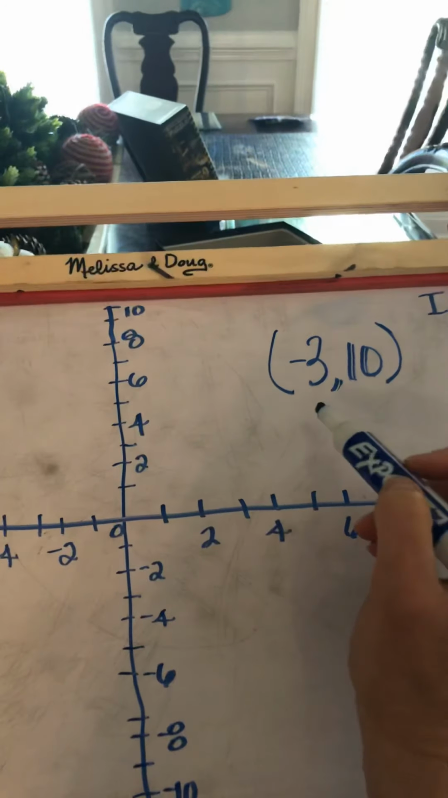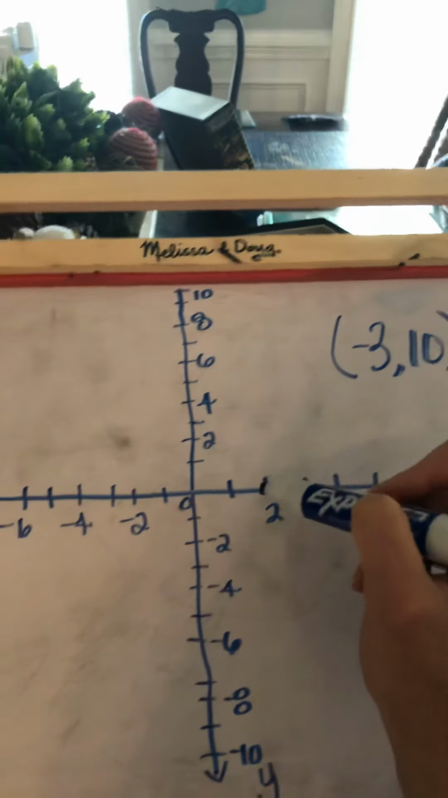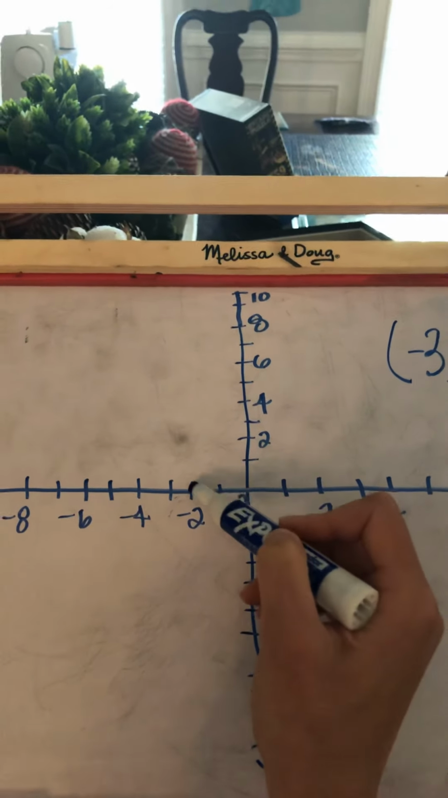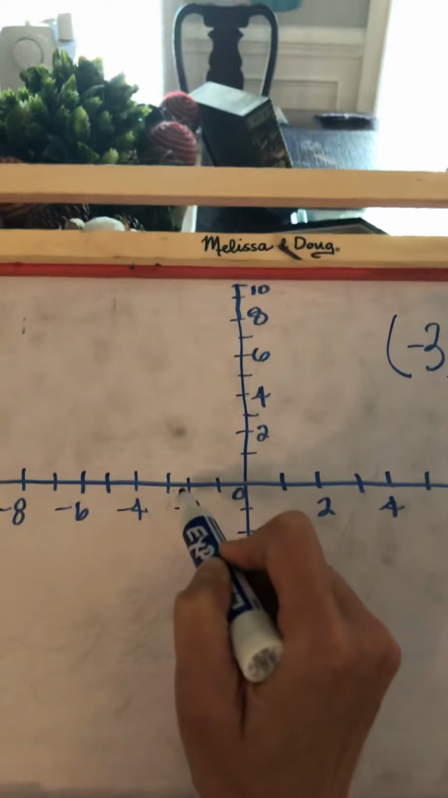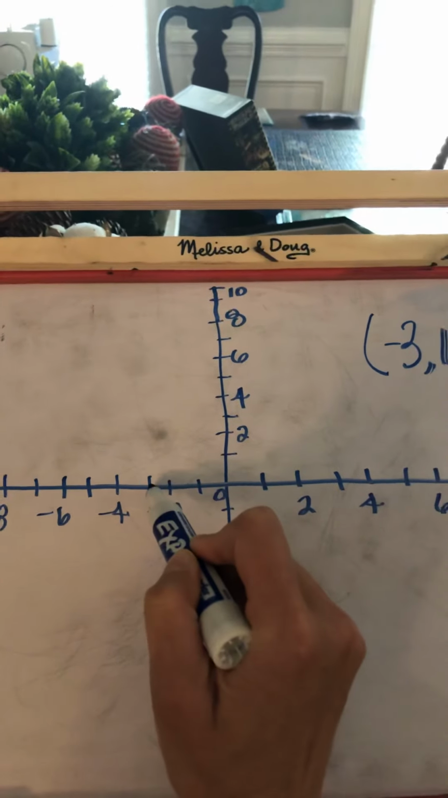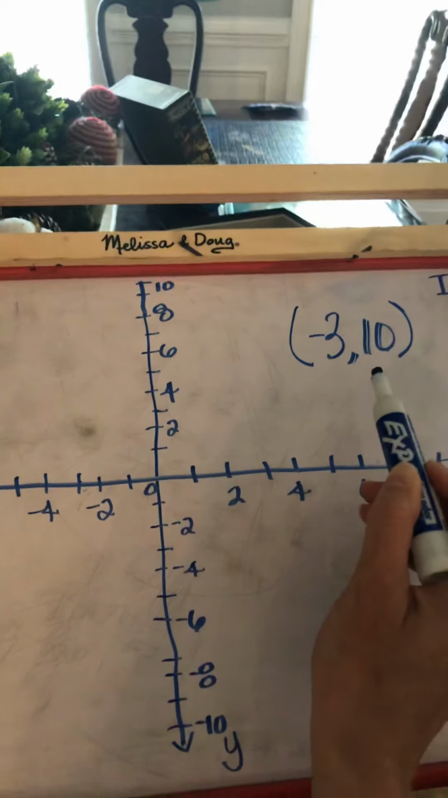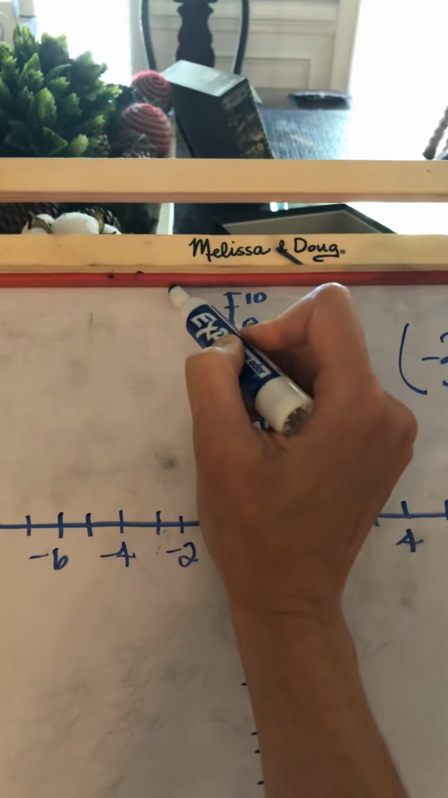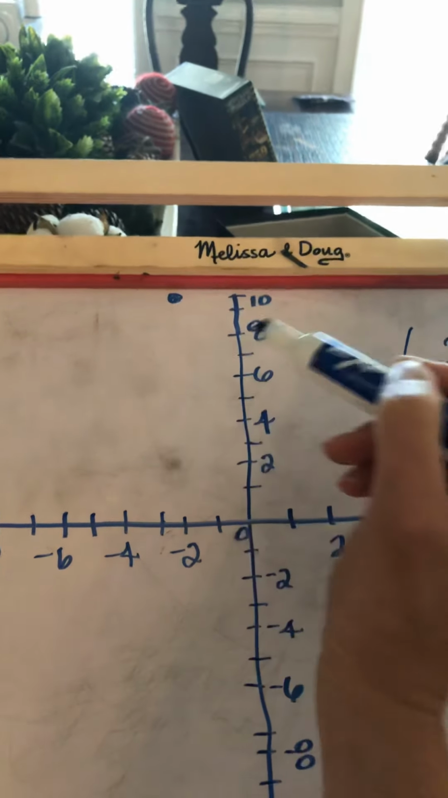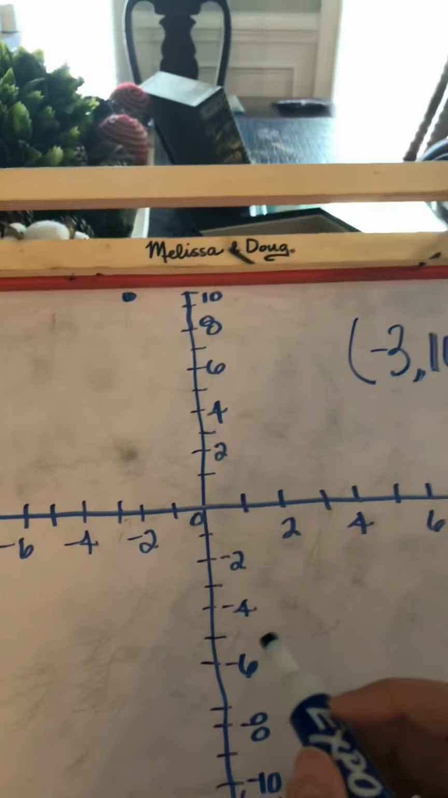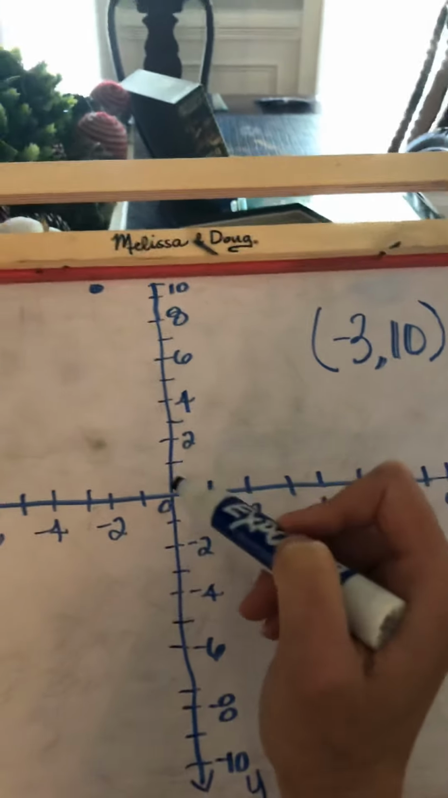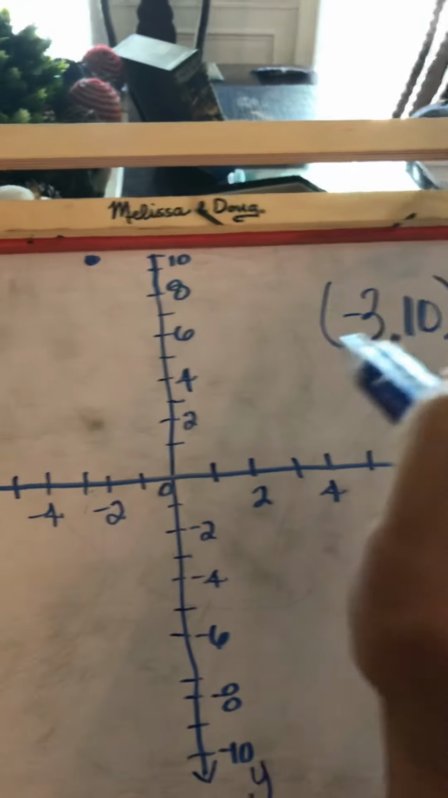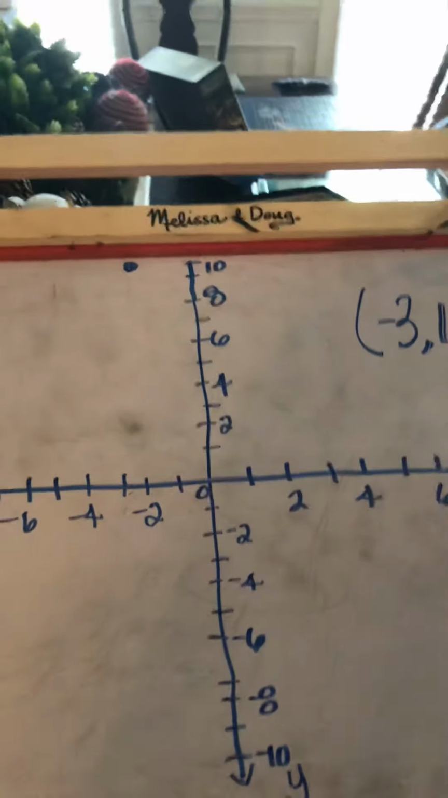So since my -3 is first, I'm going to move to the negative side. So -3, so this will be -1, -2, -3. They're not all numbered down here. So -3, I'm going over to -3, and then I have a +10. So I'm going up to 10, and I'm just going to put my point. So this would be -3, 10. And on IXL, it's going to give you this ordered pair, and you just have to click on the coordinate grid where this ordered pair would be. Okay, let's try another one.